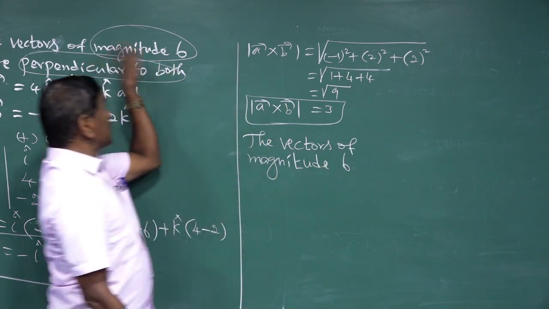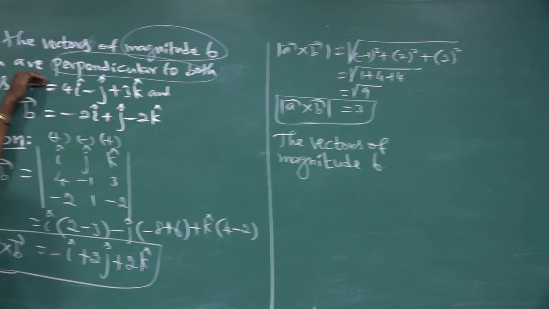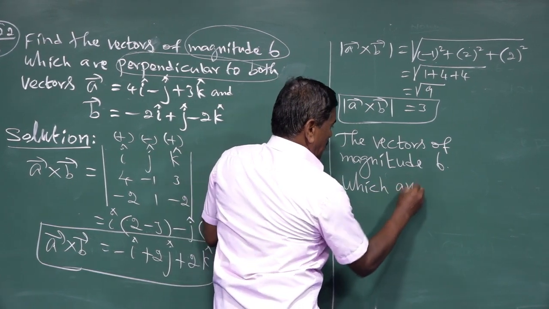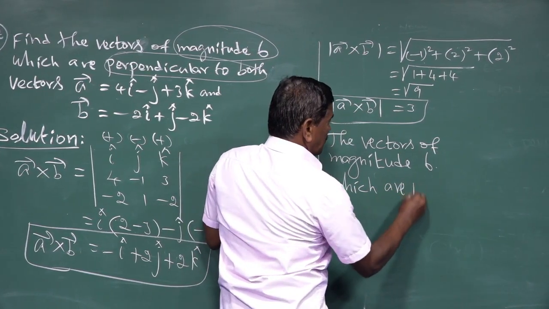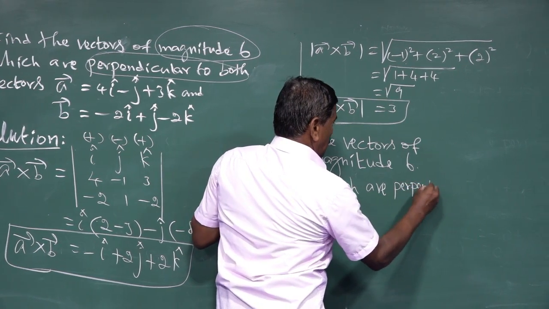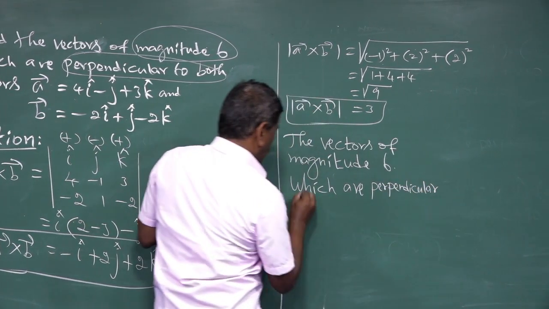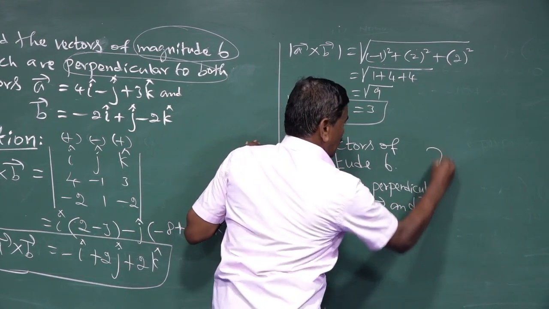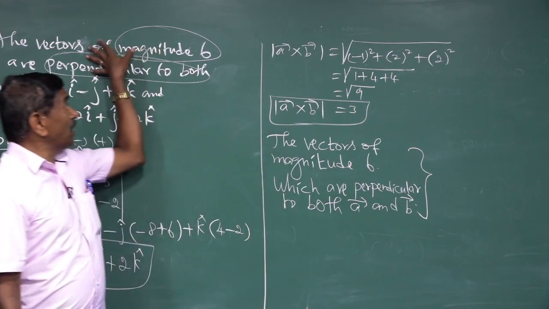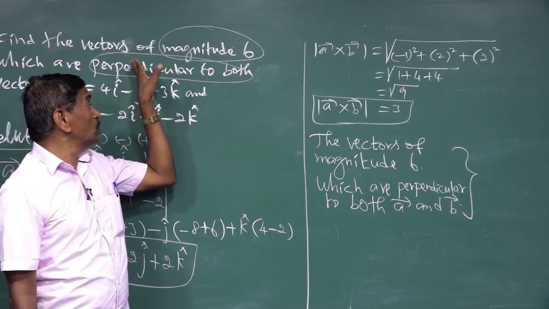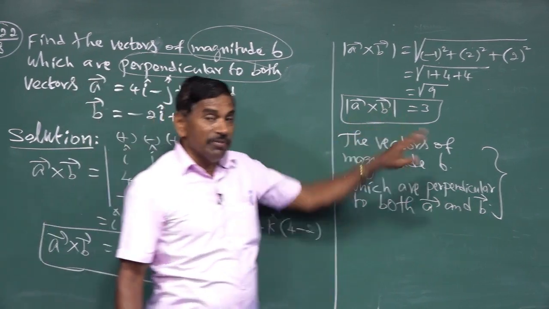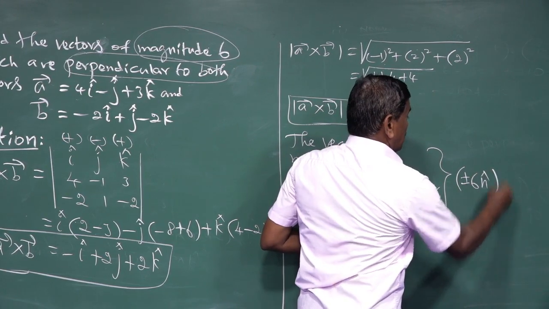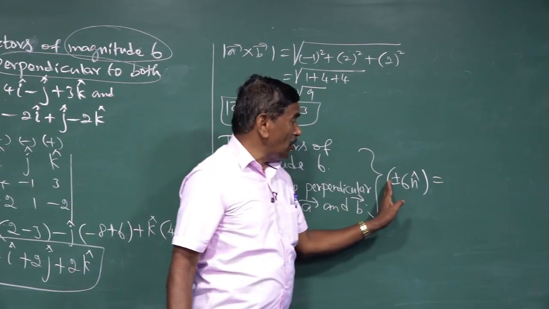The vectors of magnitude 6, which are perpendicular to both A vector and B vector, is given by the formula plus or minus 6 into n cap.